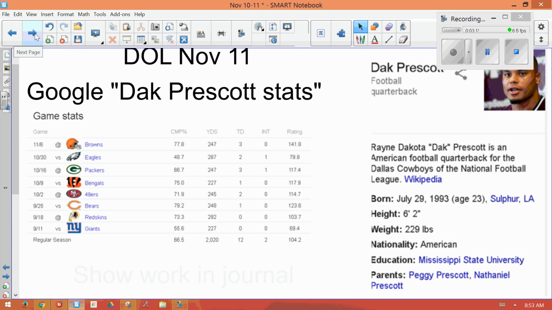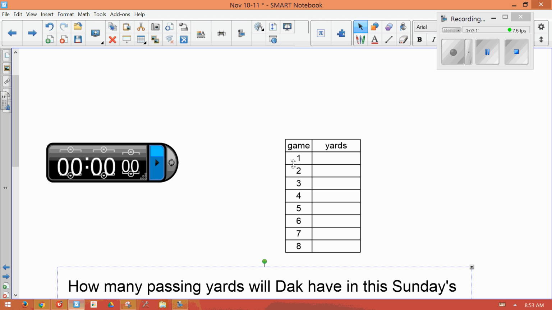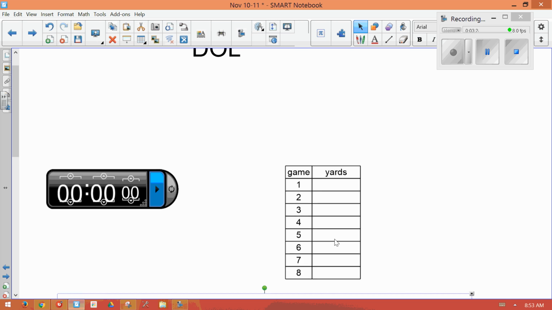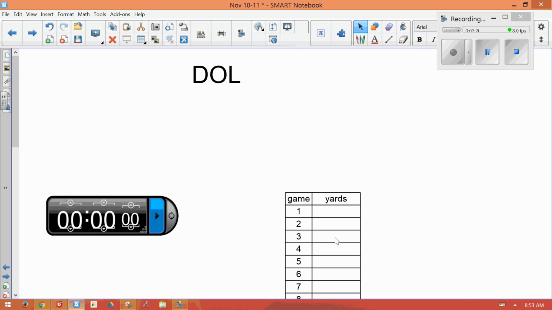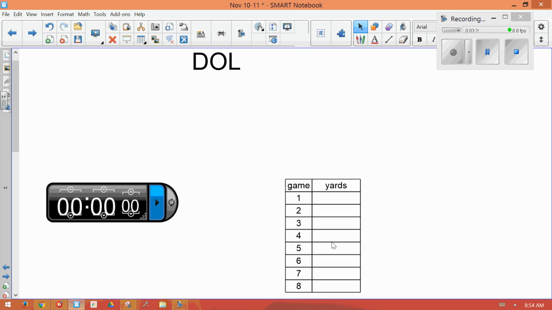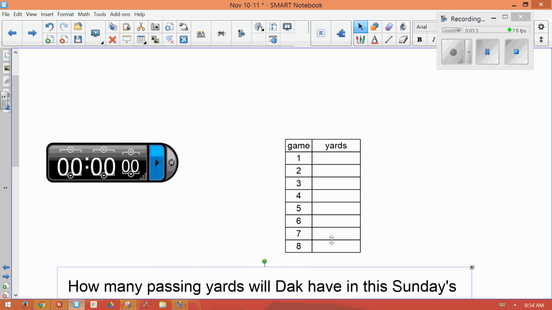So here's a hint. You're going to end up making some sort of table like this with the passing yards, and you'll start from there. And you'll have pretty much everything you need. If you remember what we did in the classwork today, you should be able to make the prediction.